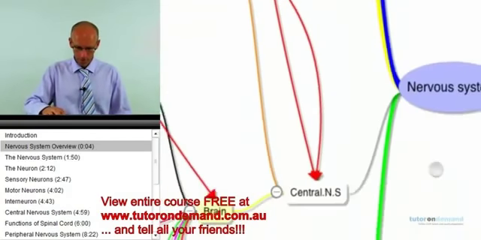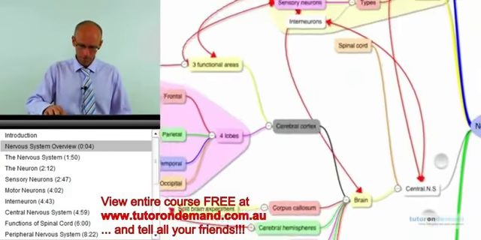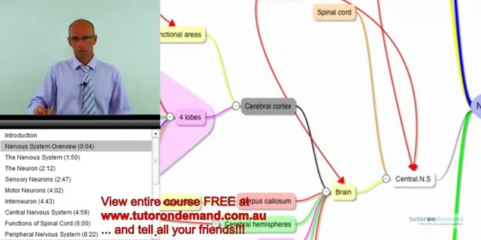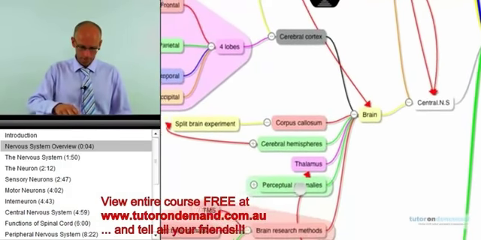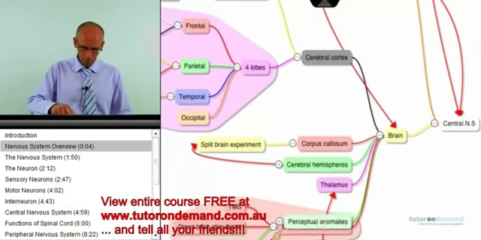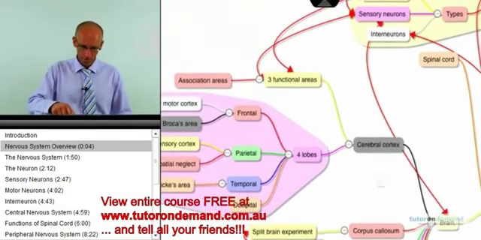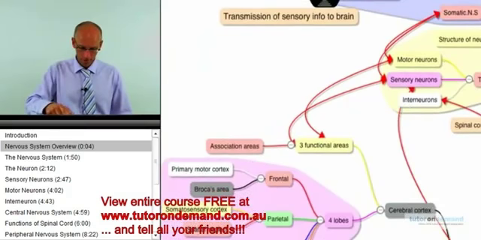Then we'll move into the guts of this area study, the central nervous system, specifically focusing on, well, I guess initially we'll look at the spinal cord, then we'll look at the brain, its key structures in terms of the thalamus, the actual two cerebral hemispheres, the corpus callosum. We'll look at the split brain experiment. We'll look at the cerebral cortex, the three functional areas: sensory, the motor, the association.